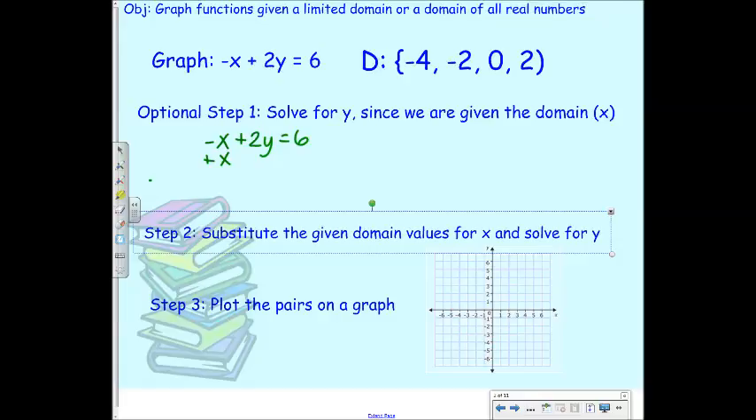Are those like terms? So can I add those together? So what do I do? 6 plus x. Good. And then that equals 2y. Now what do I do? Now I'm ready to divide.